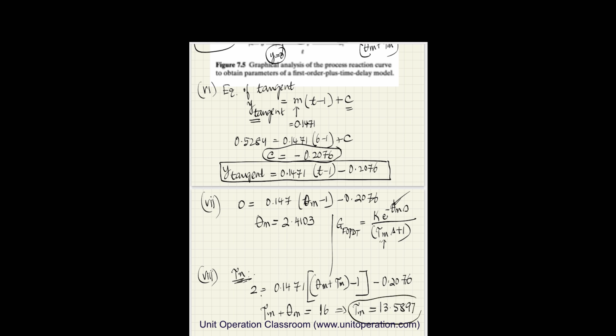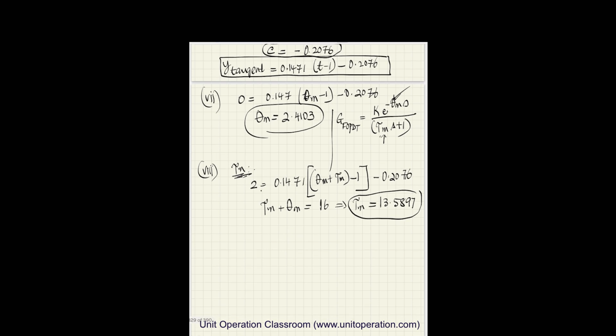So last part is very easy. What we have to do, you have to find out the value of the ratio of tau m over theta m, and that's going to be equal to 13.5897 over 2.4103, and that comes to be equal to 5.64638, and that is my answer.